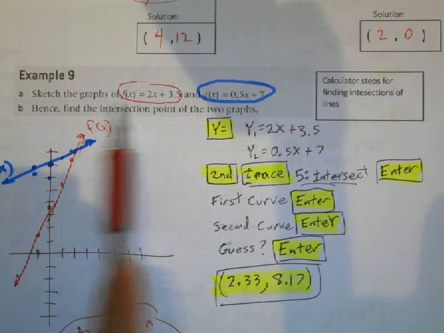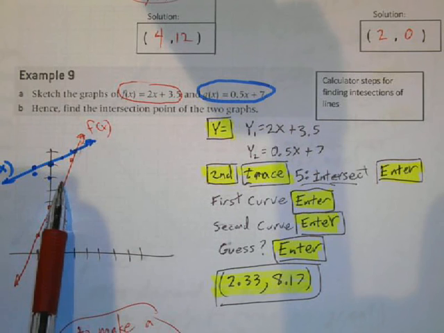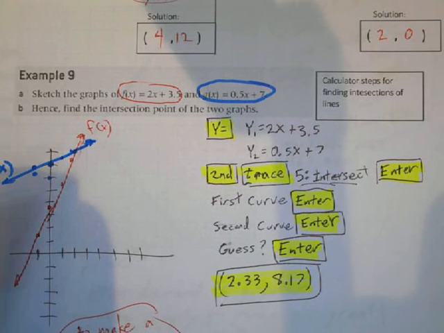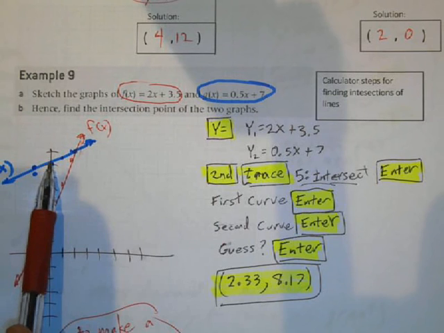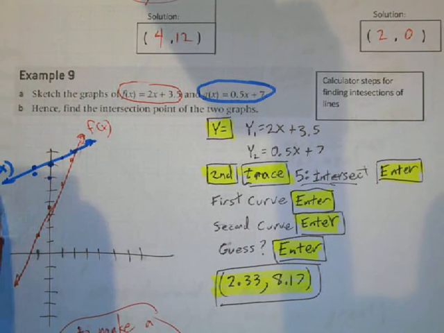So first we need to do a sketch. My y-intercept is 3.5, and my slope is 2. So up 2 over 1, up 2 over 1. Here my y-intercept is 7, and my slope is 1/2. So I go up a half over 1, up a half over 1, and there's that line.